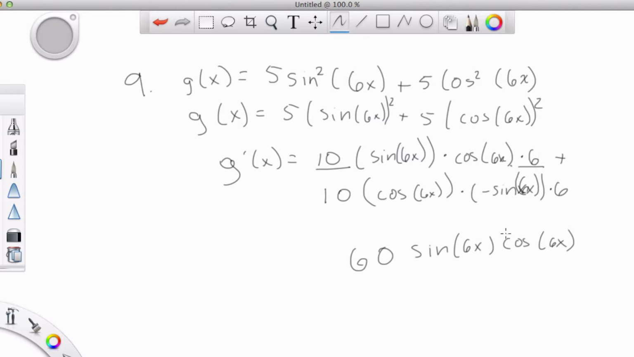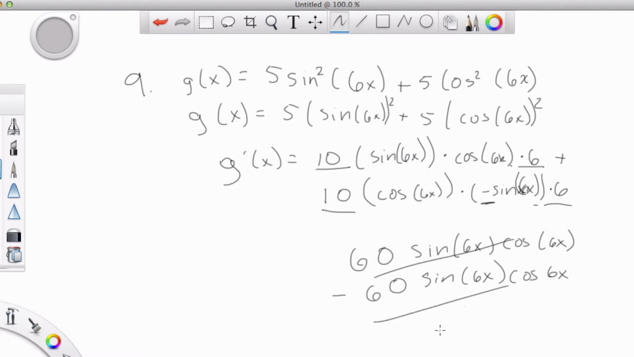And then the other term is going to be, you have a 10, a 6, but you also have a minus sign. So it's going to be minus 60 sine of 6x, cosine of 6x. So this whole thing cancels out and is 0.